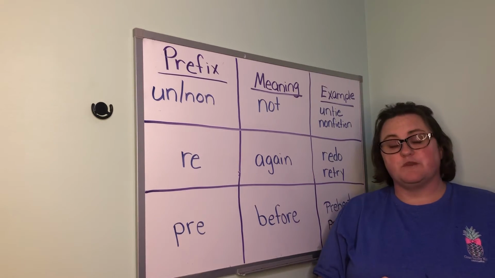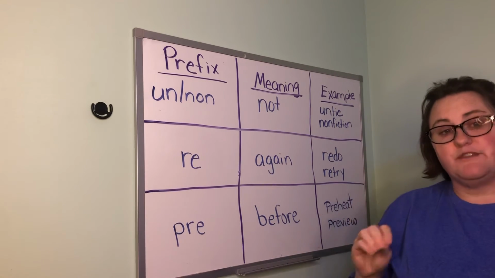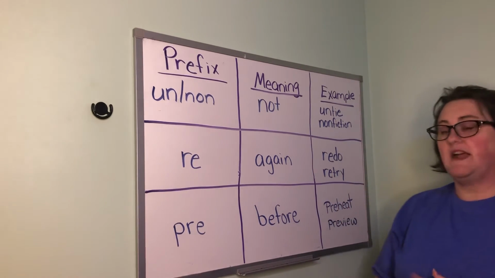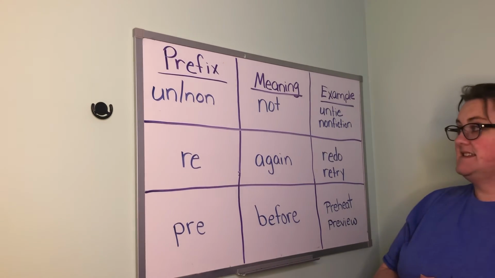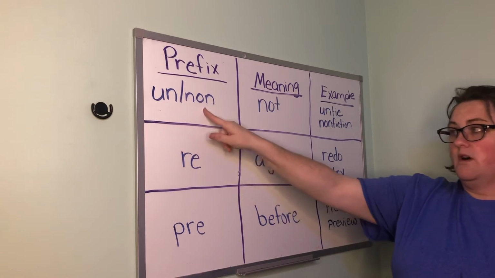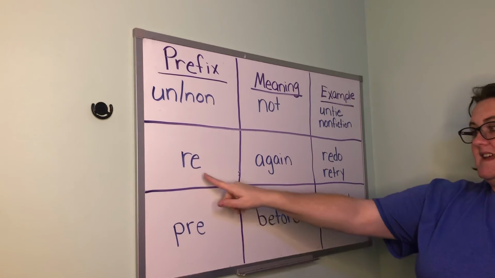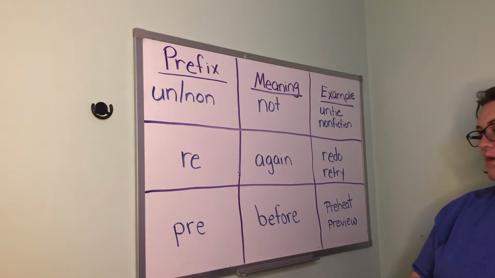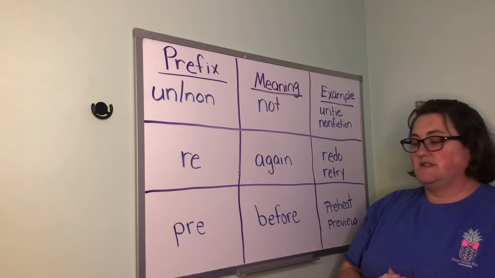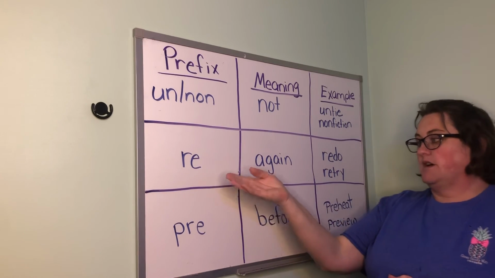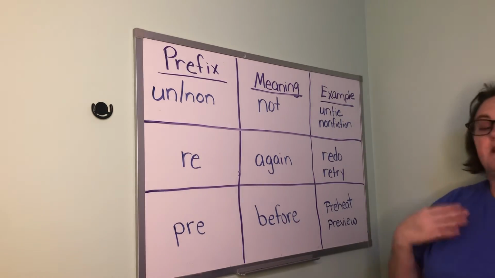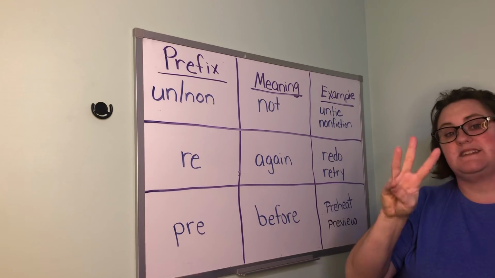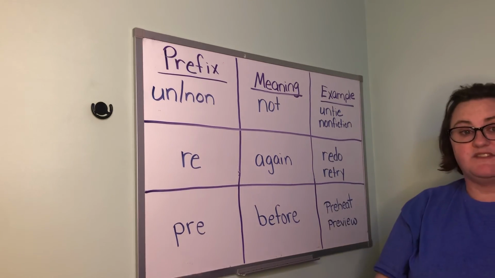Then what you're going to do is use the microphone tool. This is part three. You're going to use the microphone tool, and I want you to give me one sentence with either un or non, and then I want one sentence with re and one sentence with pre. So you're going to have a word with either un or non and use that in a sentence. You're going to have a word with re and use that in a sentence, and a word with pre in it and use that in a sentence. So you should have three sentences that you're going to record yourself saying with the mic tool.